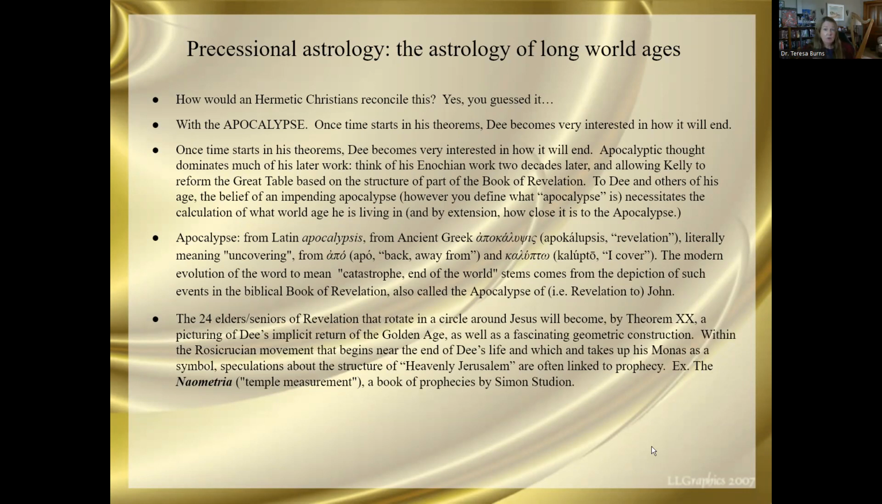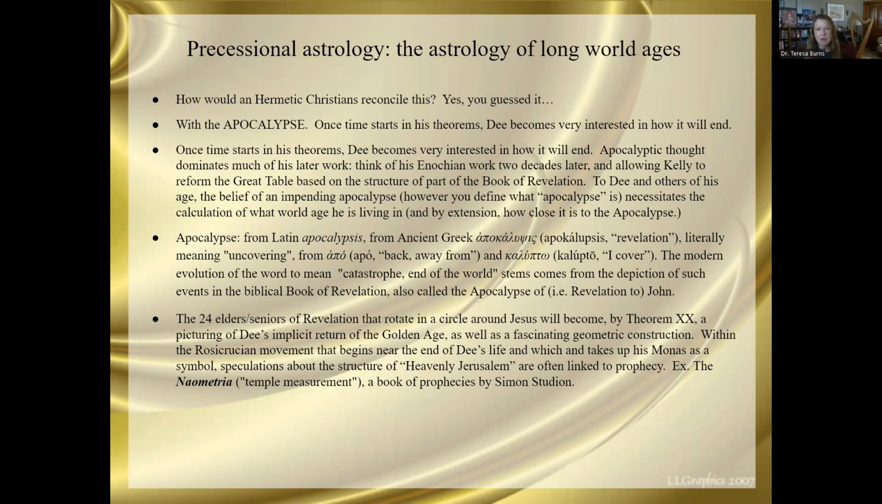All right. Even now, where is he going to go with this? Well, by the time you get to Theorem 20, he'll have the 24 elders, 24, like the theorems, like hours in a day. The 24 elders or seniors, same word used for Enochian seniors later, by the way. He'll have them rotating in a circle around Jesus, and you'll get an implicit picturing of the golden age, and then you'll get some really fascinating geometric constructions around that, which I take as his breakthrough into accidentally constructing something that today we would call fourth dimensional, but we've got a long way to go to get there.